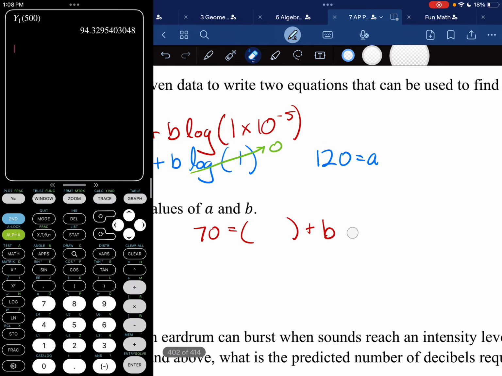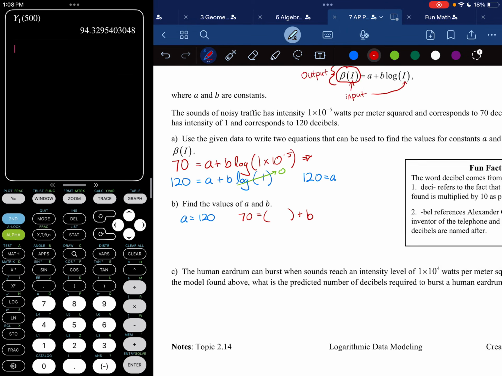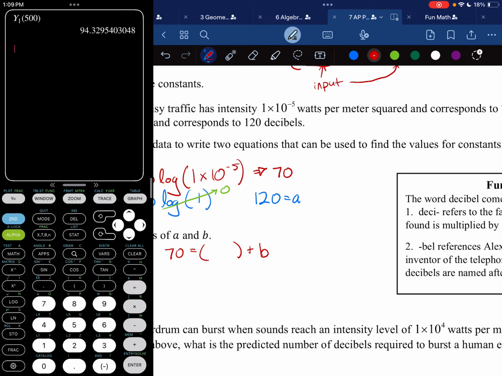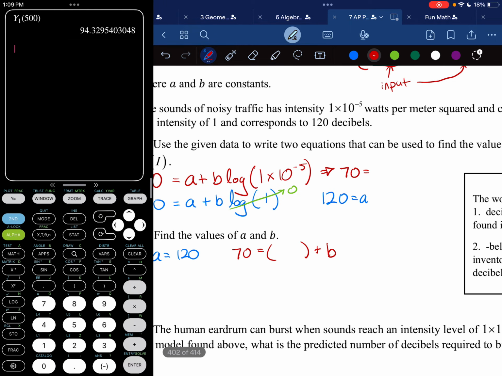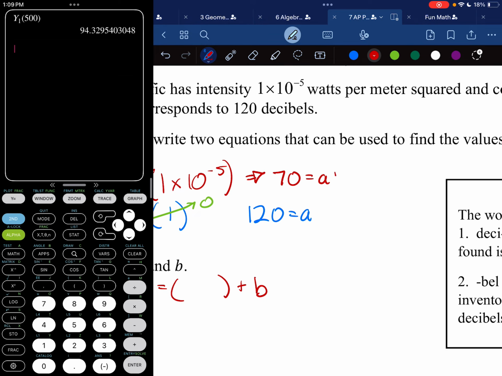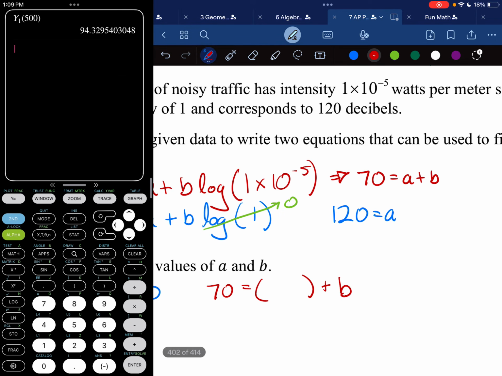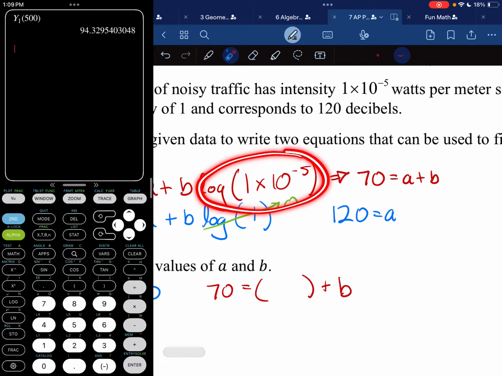And I think I'm going to do that up here instead of down here. So up here, let's turn this into something nicer. That was a 70, so it's going to be 70 is equal to A plus B log, A plus B. And then, okay, I know how to do log of 1 times 10 to the negative 5. 1 times 10 to the negative 5 is in scientific notation. That's what this form looks like. But really what this is saying is you can actually multiply 1 times 10 to the negative 5, and it's just 10 to the negative 5.